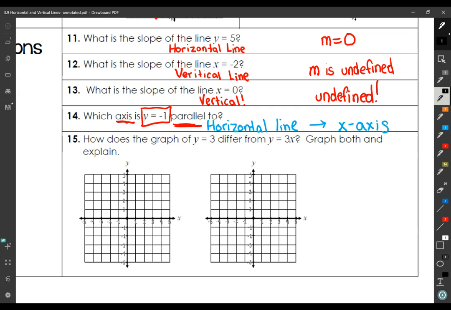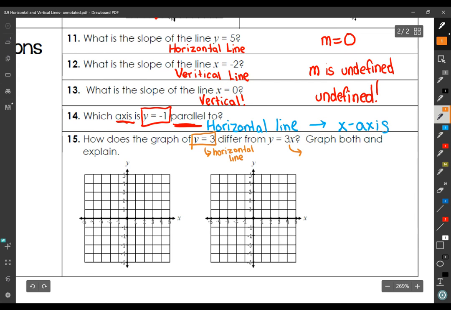Okay, so this is important. So y is equal to 3 is simply a horizontal line, meaning there's no slope, or slope is 0. This other one is an equation of a line with slope of 3, right? And the horizontal line has a slope of 0. Okay, so that's the difference.